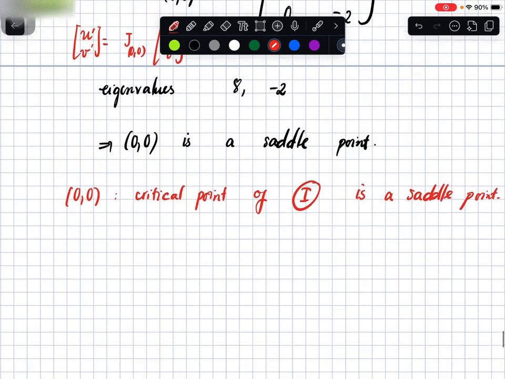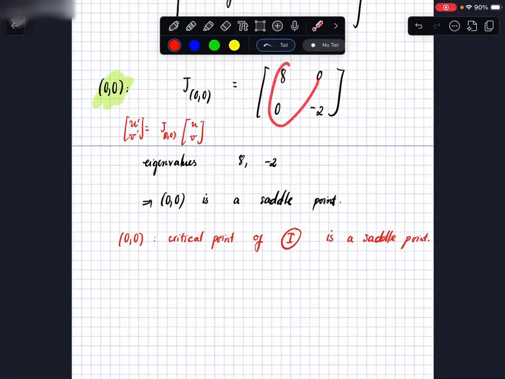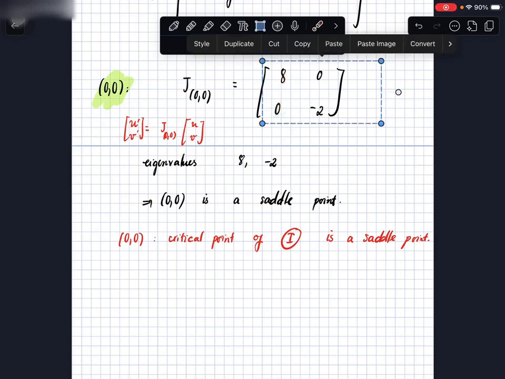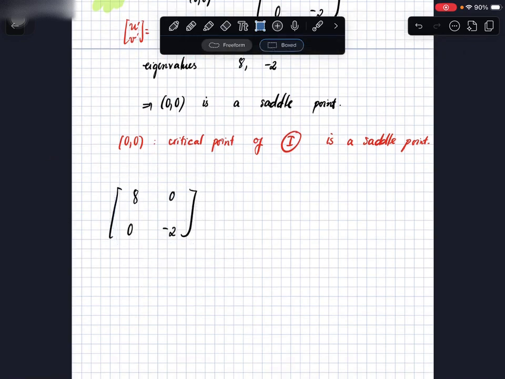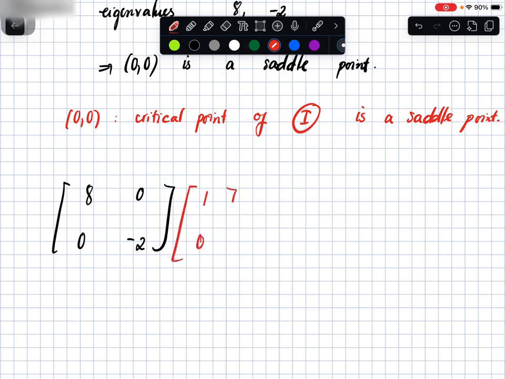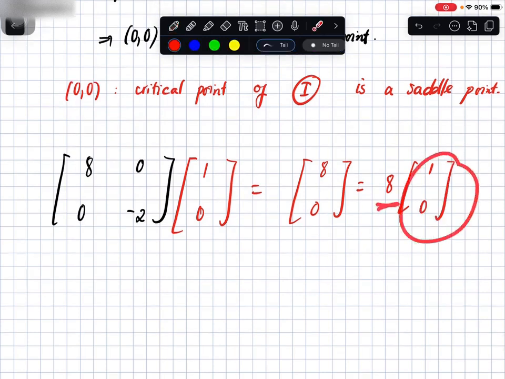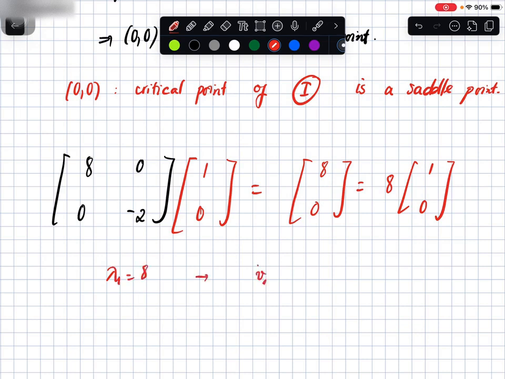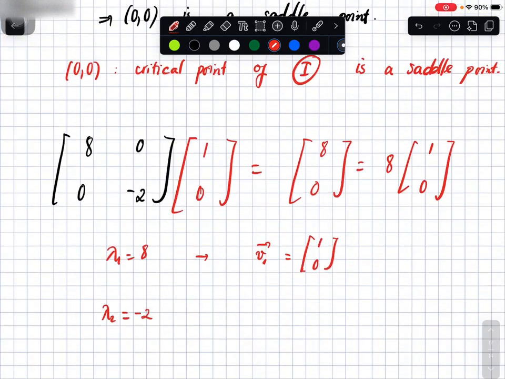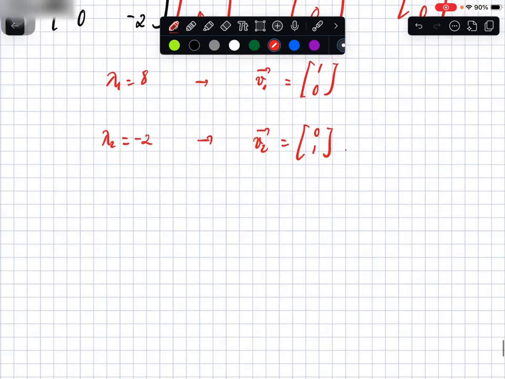Here we want to look at what happens around it, so we compute the eigenvectors. We know that we have two linearly independent eigenvectors, and we can choose them to be (1, 0) and (0, 1). So (1, 0) is the eigenvector corresponding to lambda 1 equal to 8, and the other one, lambda 2 equal to minus 2, has eigenvector v2 equal to (0, 1). So these are the eigenvalues and eigenvectors.